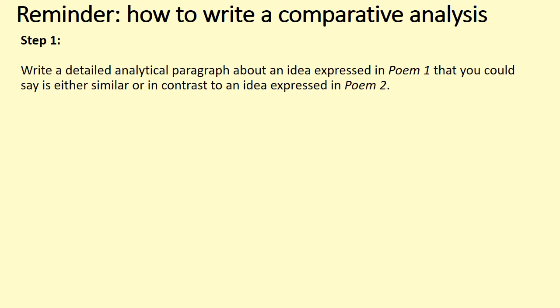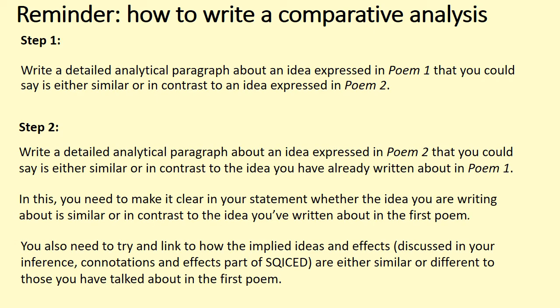poem. Okay. Step two then is to write a detailed analytical paragraph about the ideas expressed in the second poem that you could say are either similar or in contrast to the first idea you've already written about. In this, obviously in your statement, you're going to need to make it clear that the idea you're writing about is either similar or in contrast to the one you've just written about in poem one.